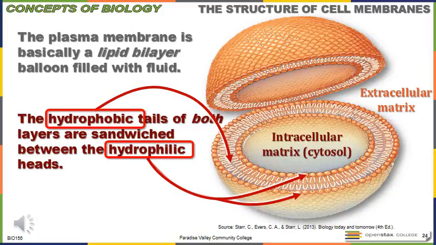And so those are the heads, and they don't mind being in the water because they're water loving. That's what philic means. Philic means loving, and hydro means water. So these are hydrophilic heads, and then the hydrophobic tails are the interior part. And so this creates the lipid bilayer of the plasma membrane that surrounds each cell.